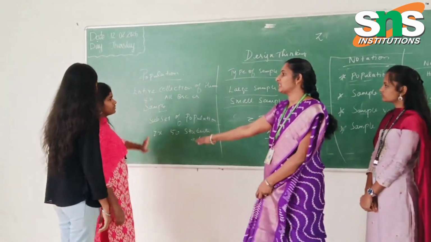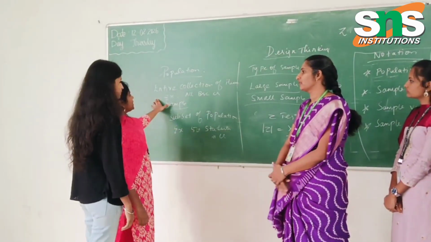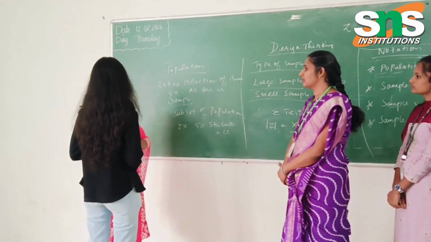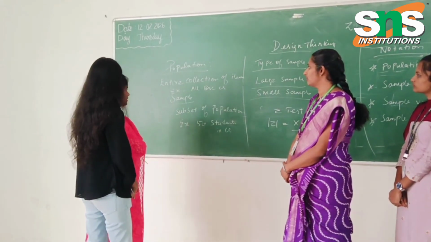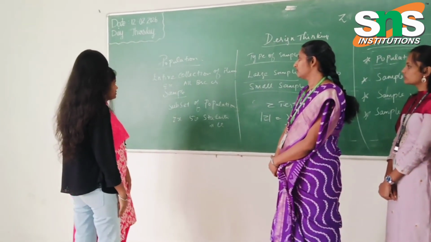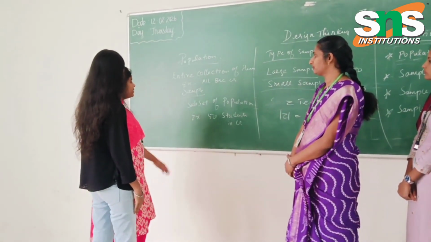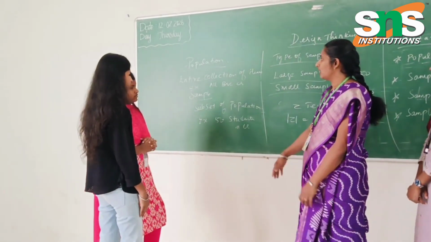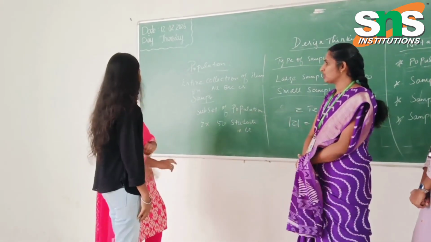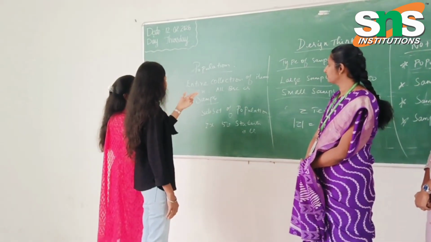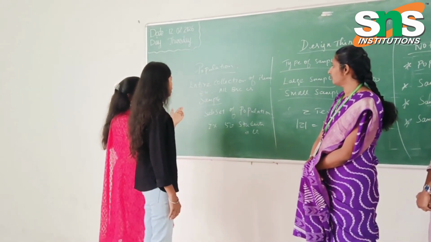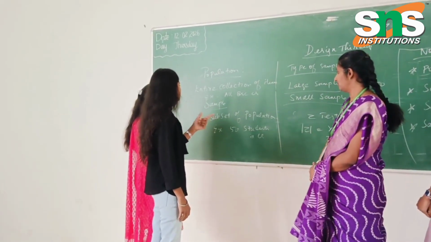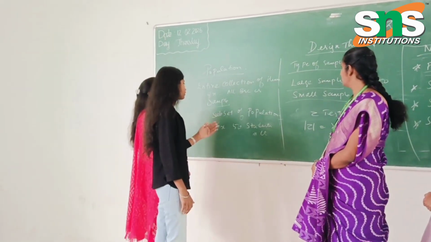Population is the entire collection of items, for example, all BSc CS students. Sample means a subset of the population, for example, 50 students in CS. Can you say once again what is population? Population: the entire collection of items. Sample: a subset of the population.